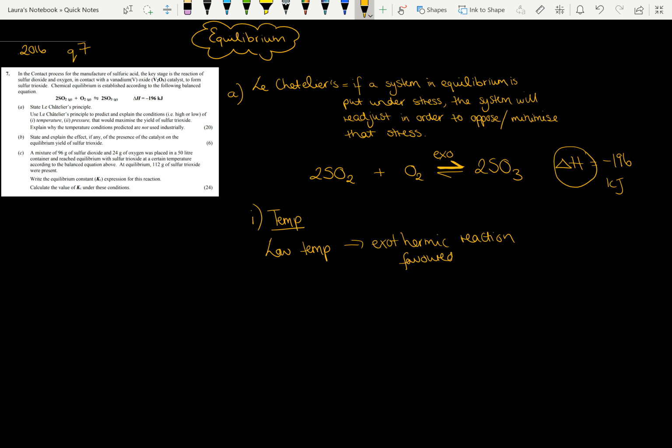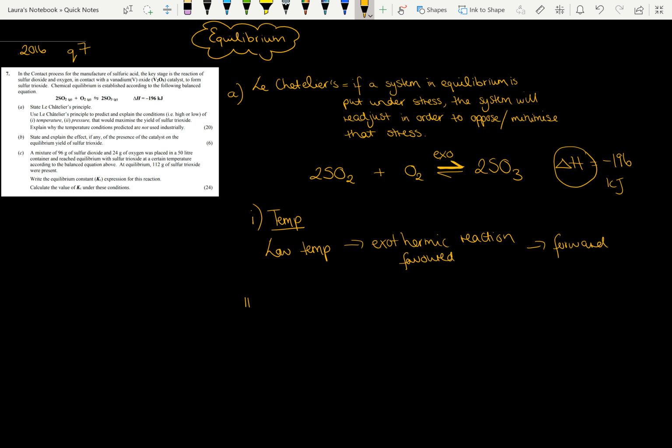And in this case, the exothermic reaction is the forward reaction, which is going to increase the yield of our product. So if we decrease the temperature, the exothermic reaction will be favored in order to give out heat and replace the heat that has been taken away.